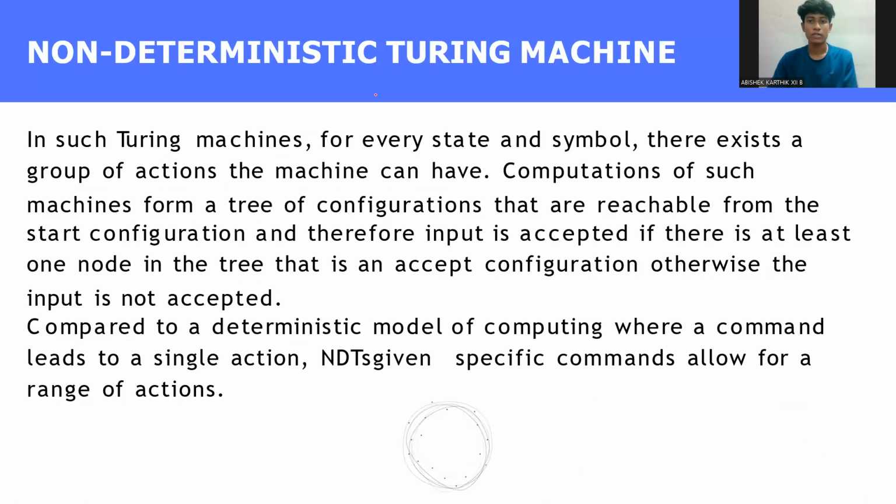And then we have the non-deterministic Turing machine. In such Turing machines, for every state and symbol, there exists a group of actions the machine can take. Computations of such machines form a tree of configurations that are reachable from the start configuration, and therefore the input is accepted if there is at least one node in the tree that is an accept configuration. Otherwise, the input is not accepted. Compared to a deterministic model of computing where a command leads to a single action, non-deterministic Turing machines, given specific commands, allow for a range of actions.